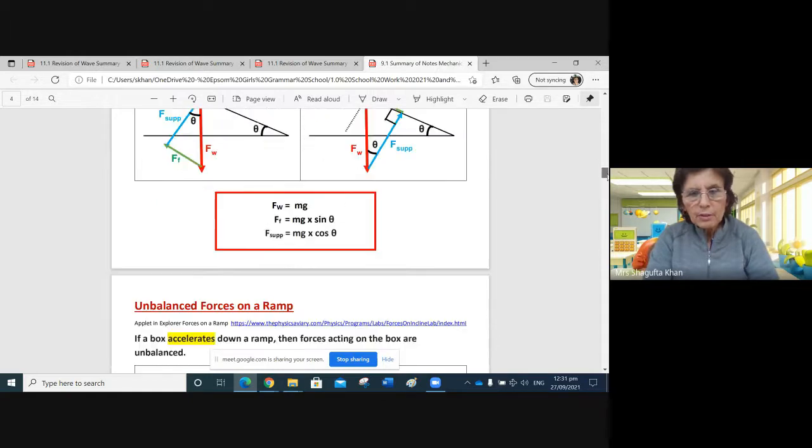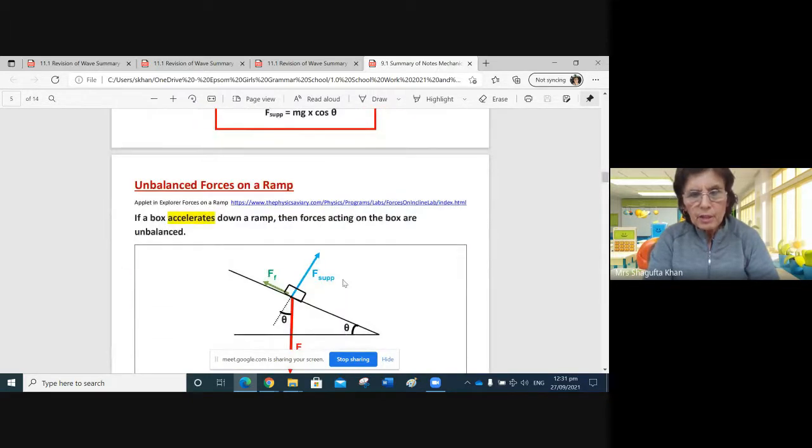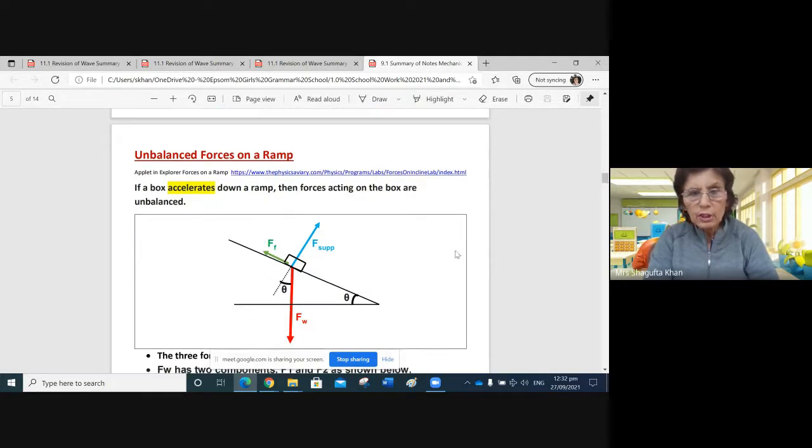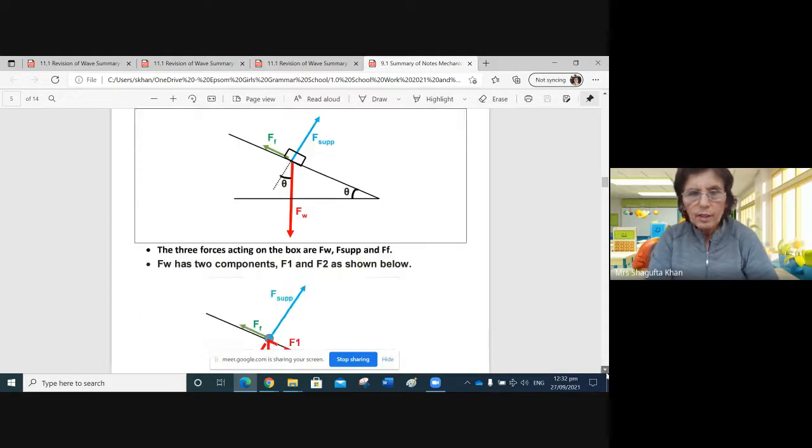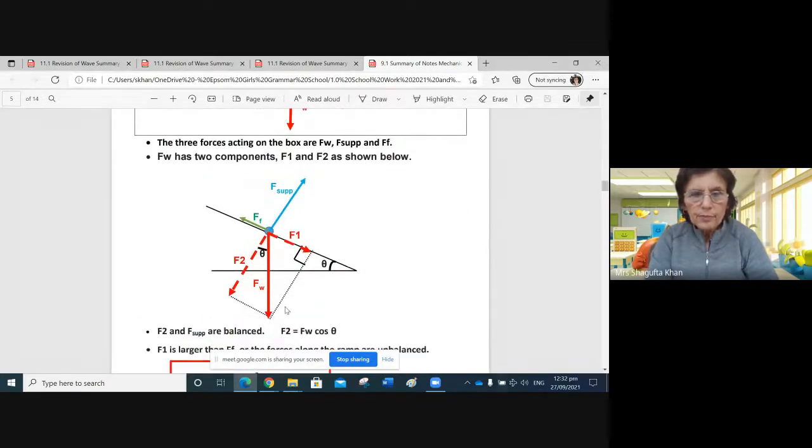To look at the unbalanced forces, this object might be coming down with an acceleration. So that means these three forces are not balanced. And to find the size of the unbalanced force, if it's coming down, then the unbalanced force will be downwards. Now, these three forces don't add up to 0, but we will use the component method for that. So we draw this one force, which is the largest force, first. Okay, and then we draw the two components.